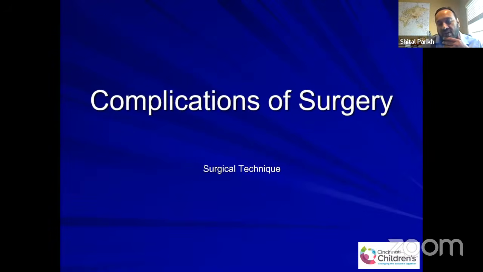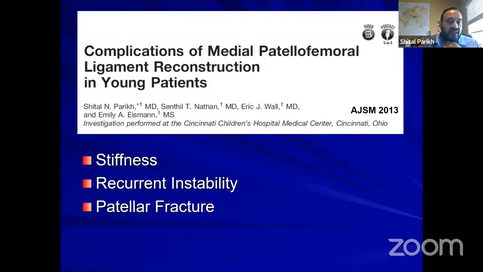Before we do talk about the technique, it's important to look at the common complications of surgery and how we can avoid it. So stiffness, recurrent instability, and patellar fracture are the common complications. Stiffness, we now allow the patients to mobilize very soon. Therapy starts in 2 or 3 days. A lot of time, the stiffness is because of a malpositioned tunnel, especially the femoral tunnel. And so you have to take that into account, and you've got to make sure that you check the tunnel positioning on fluoroscopy.